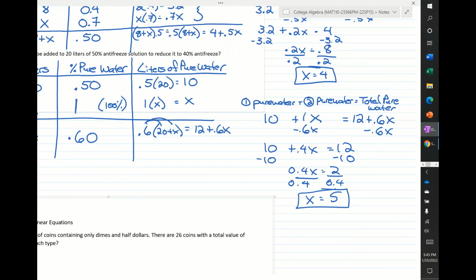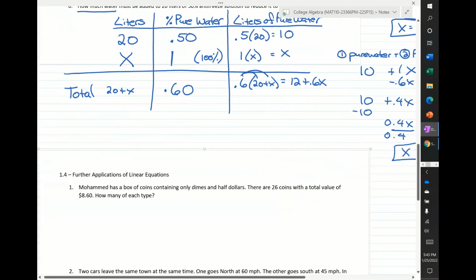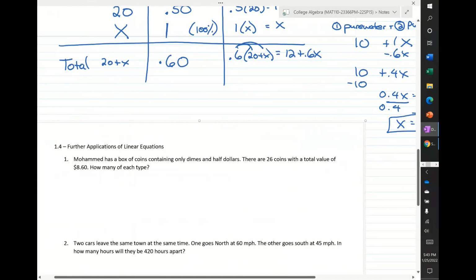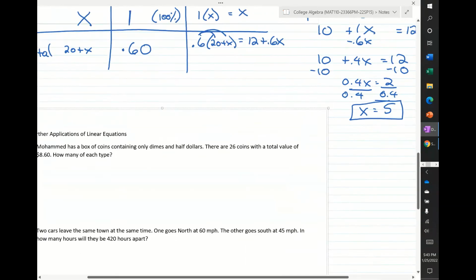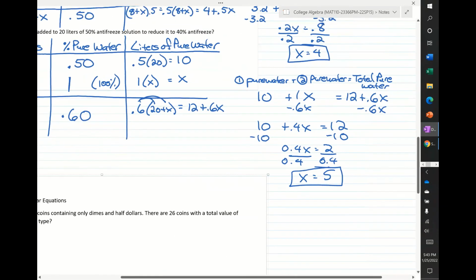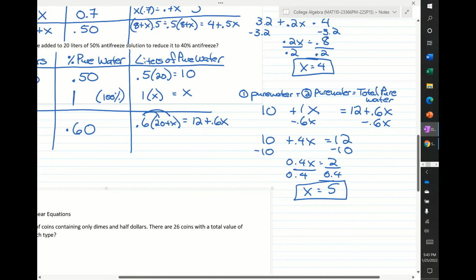All right. So that'll conclude section 1.3. Those problems are more geometry. We're looking at rectangles. We're looking at using some formulas to figure out dilution rates. The next section will be dealing more with distance, rate, and time problems.